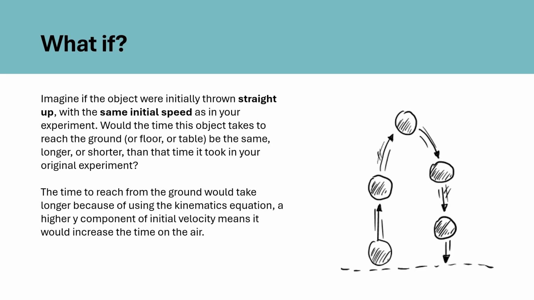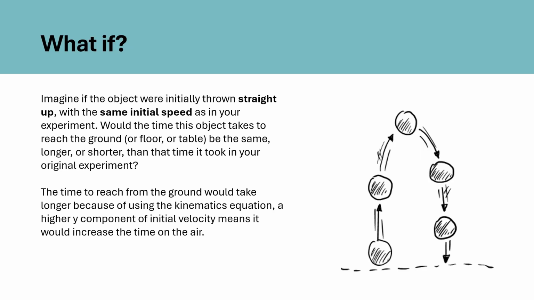Imagine if the object were initially thrown straight up with the same initial speed as in your experiment. Would the time this object takes to reach the ground be the same, longer, or shorter than the time it took in your original experiment? The time to reach the ground would be longer because, using the kinematics equation, a higher y component of the initial velocity means it would increase the time in the air.